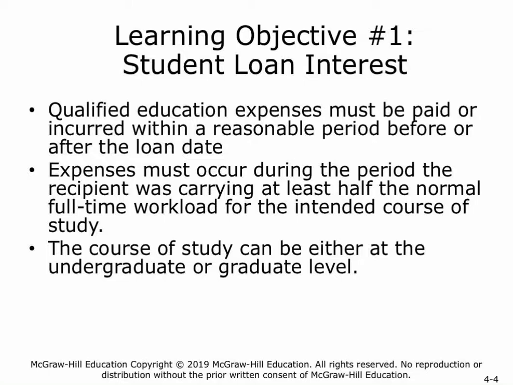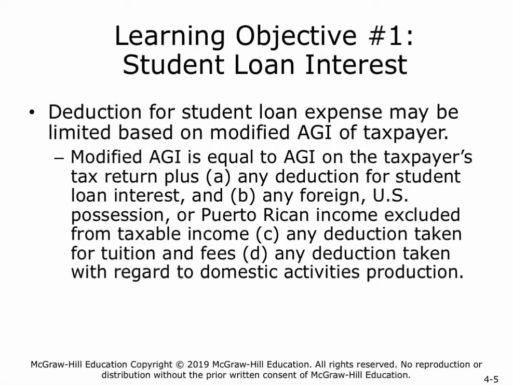And then this student loan interest, when looking at the deductibility of it, there's no discrimination between whether the course of study is for undergraduate studies, something like a Bachelor of Arts or Bachelor of Science degree, or for graduate level, whether it be master's or doctoral level. In order to determine the deduction, the maximum deduction is going to be $2,500, but it can actually get phased out. In order to determine that, we're going to take a look at the modified AGI of the taxpayer. Now, the modified AGI is going to differ because we're including back in that student loan interest, any foreign income the taxpayer may have, as well as the deductions for tuition and fees, and deductions taken for domestic activities production.